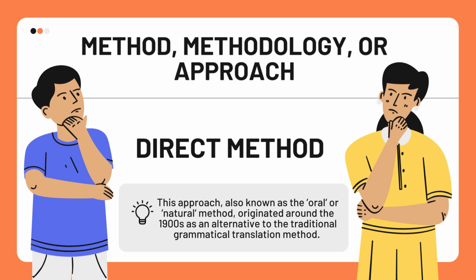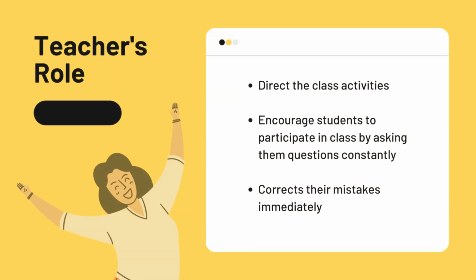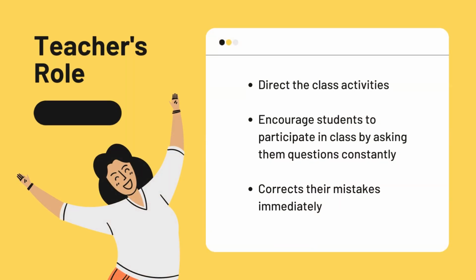For that reason, this method, which almost disappeared as a distinct method during the 1930s, has become a tool for teachers to teach a foreign language. In this method, the role of the teacher is to direct the class activities, encourage students to participate in class by asking them questions constantly, and correct their mistakes immediately. Something really important in this role is that students and teachers are partners in the learning process.